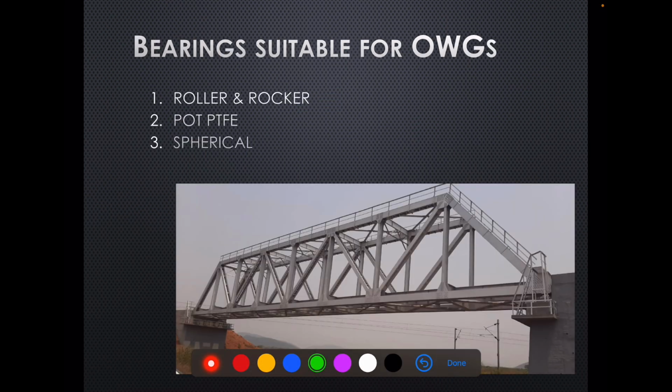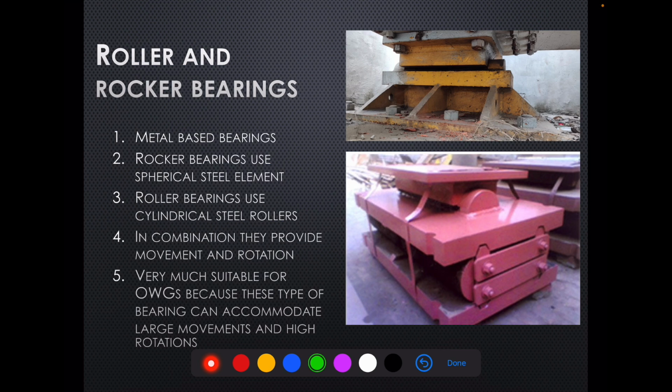So let's start with what types of bearings are suitable for open web girders typically. These three types of bearings are suitable for open web girders: roller and rocker type, pot PTFE, and spherical. Let's see each type of bearing one by one. First of all, roller and rocker bearing. These are metal-based bearings. Then, rocker bearings use a spherical steel element.